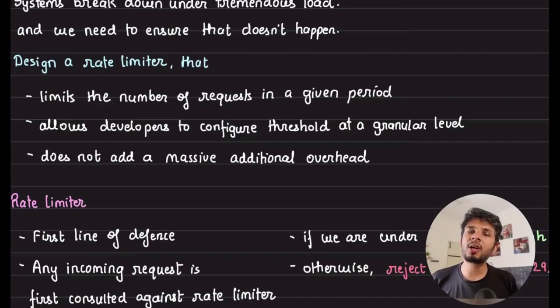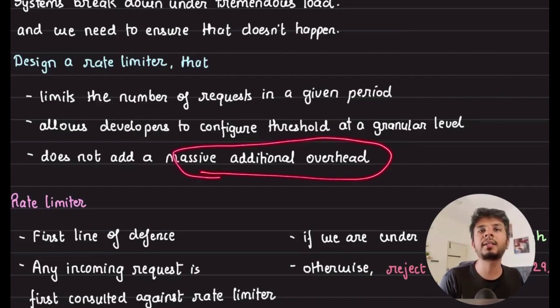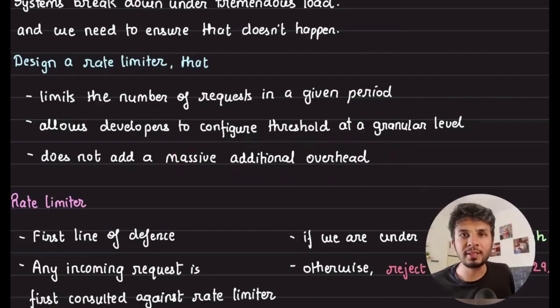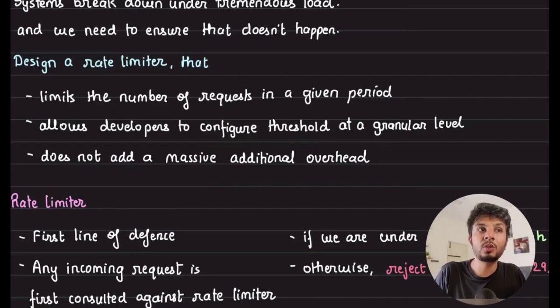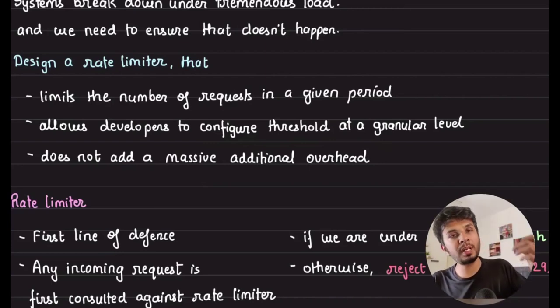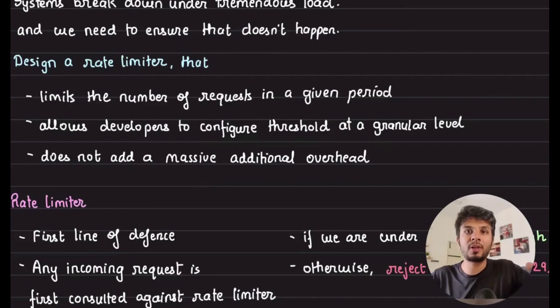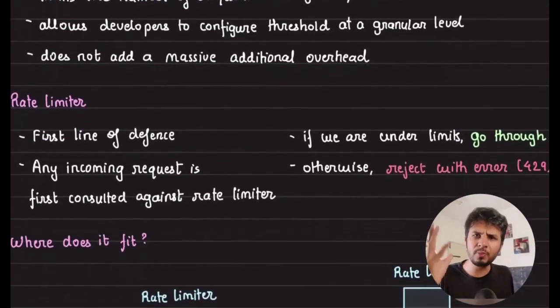And third, it should not add a massive additional overhead. This is one of the most important realistic requirements from the system. If checking the rate limiter itself becomes slow or expensive, the overall response time gets affected, because for every single request you would be consulting the rate limiter: hey, should I move on or not? If not, I'll drop myself. Correct?